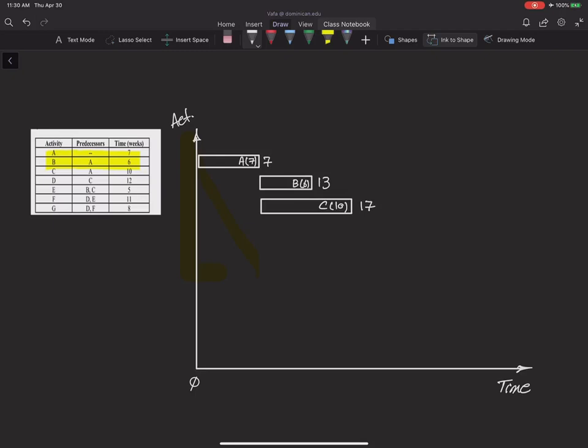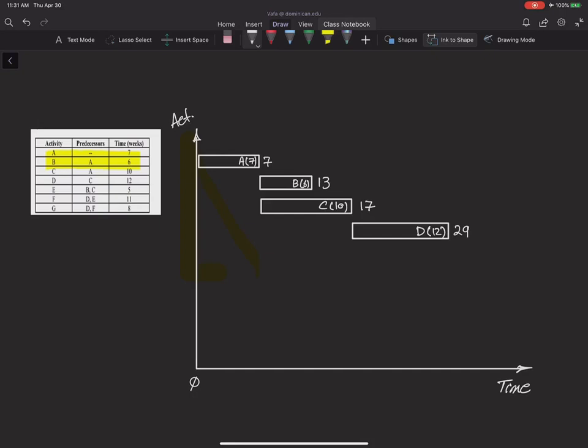Activity D can start after activity C and it takes 12 weeks to finish. So I started right after C and I go for about 12 weeks. So this is my activity D and it takes 12 weeks. Since it starts at week 17 and the duration is 12, it finishes at week 29. 17 plus 12 gives me 29.